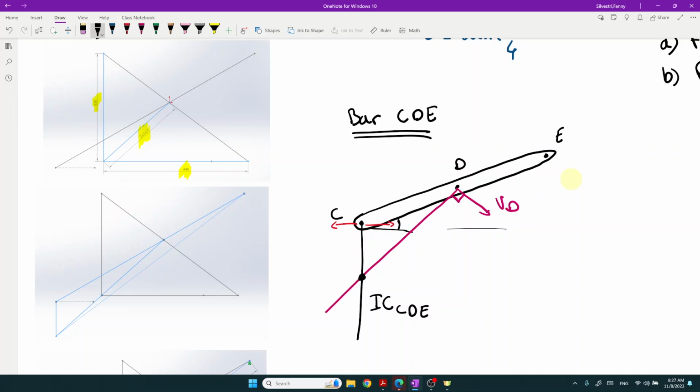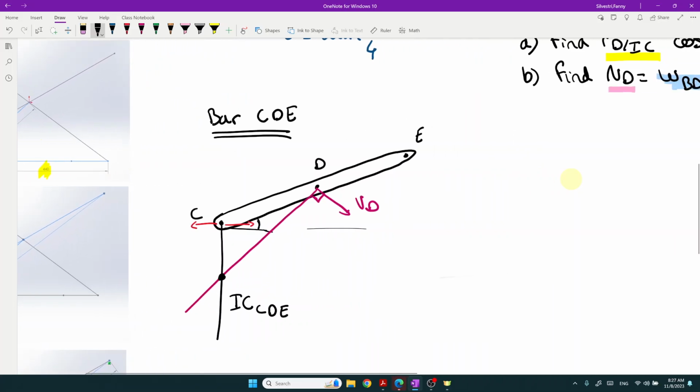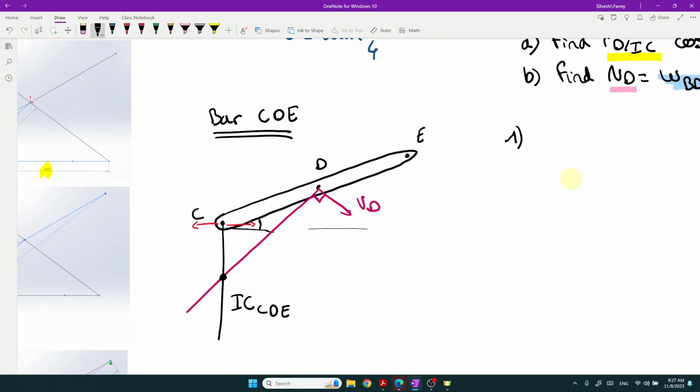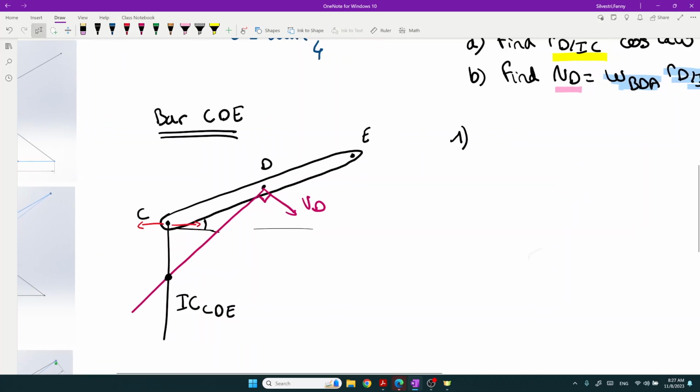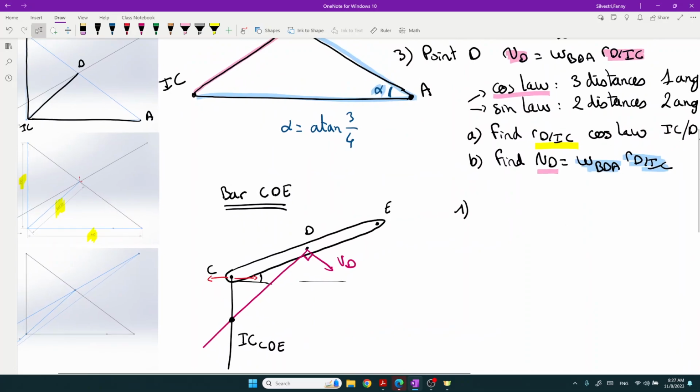Make sure that you draw your velocity where you know something. At E, we don't know anything. We don't know if it's right or left. The point E is free to move in every direction. So that's what we know. So let's write step one for the rod CDE.